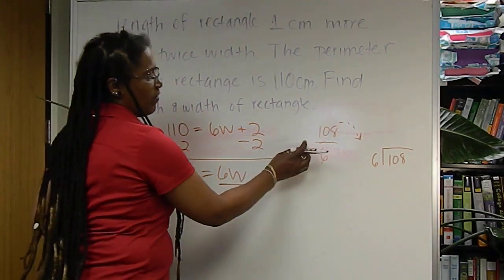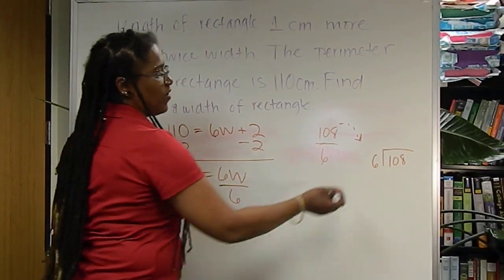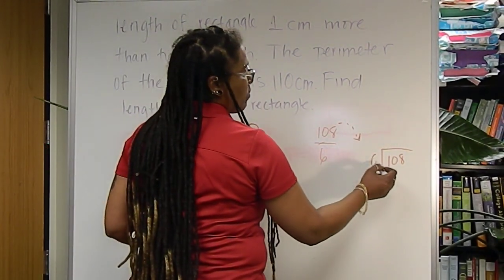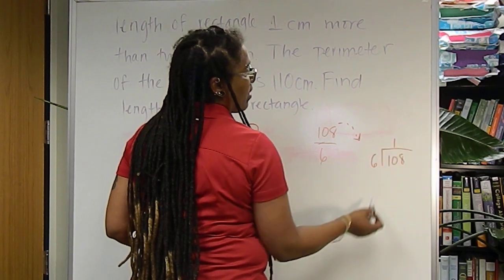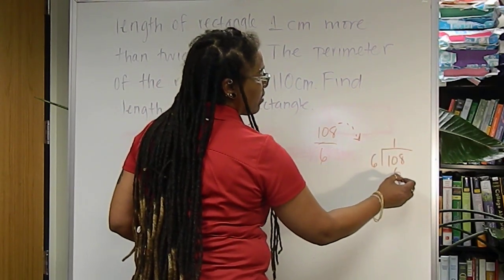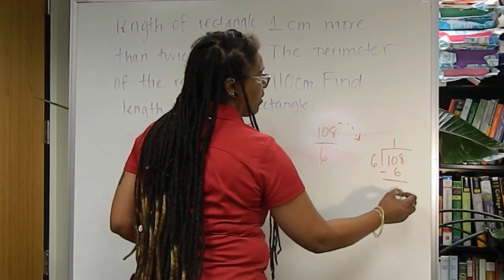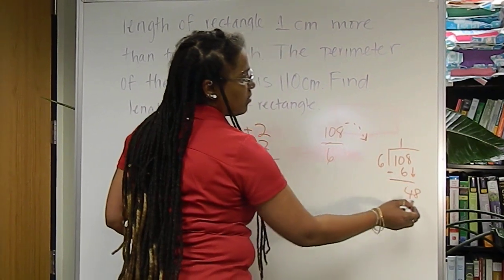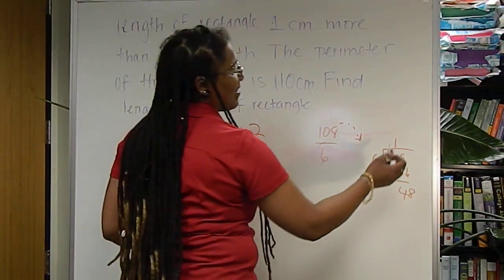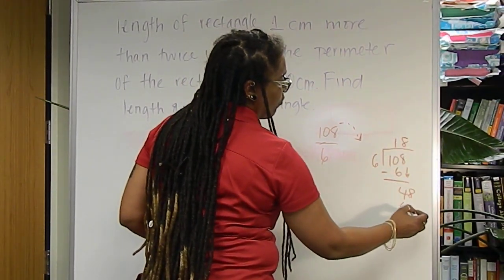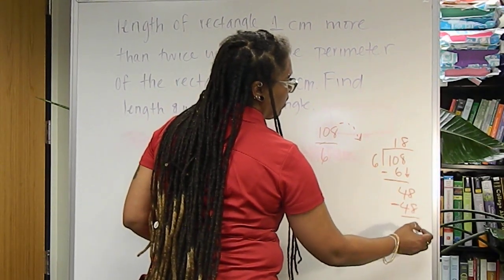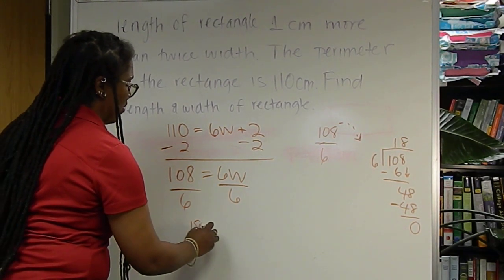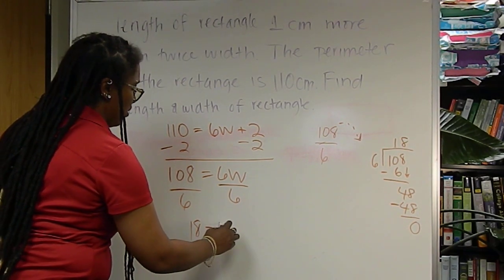Did you see it? You thump it from the left, it falls over: the 108, the fraction bar standing in, and the 6. And we go, how many times does 6 go into 10? 1 time. We multiply 1 times 6. We subtract 6 from 10. We bring down the 8. 6 goes into 48 how many times? 8 times 6. And we repeat that same process again. No remainder, so we know that 18 is equal to W.